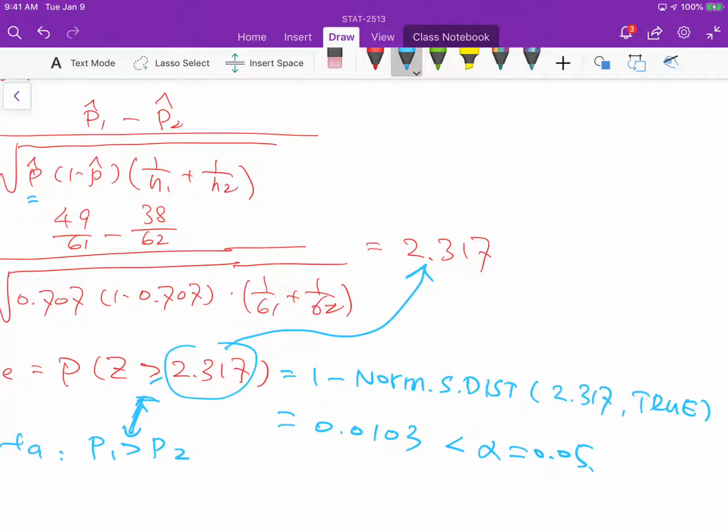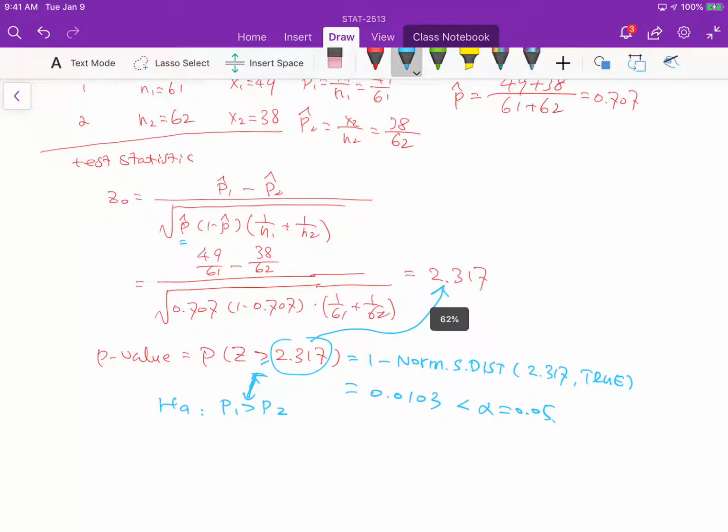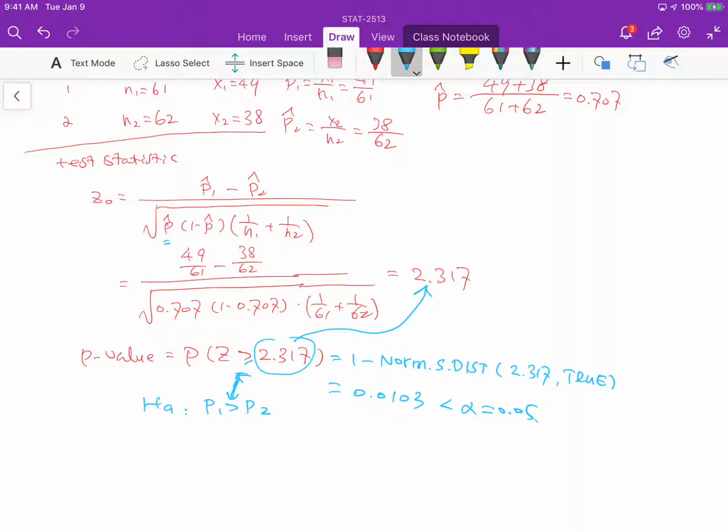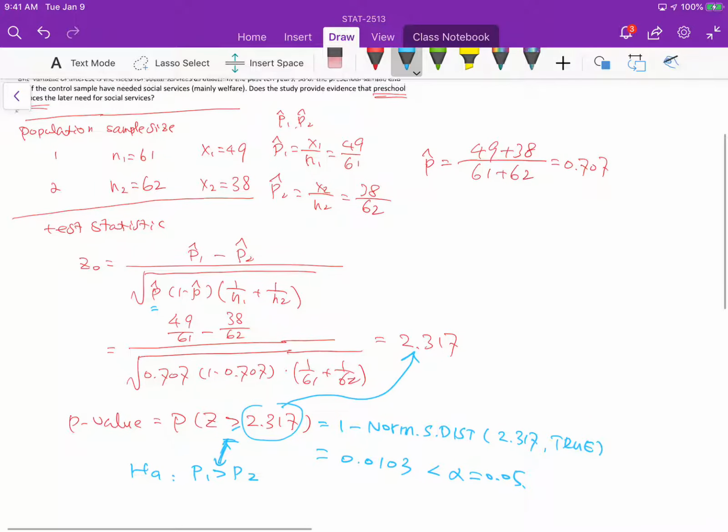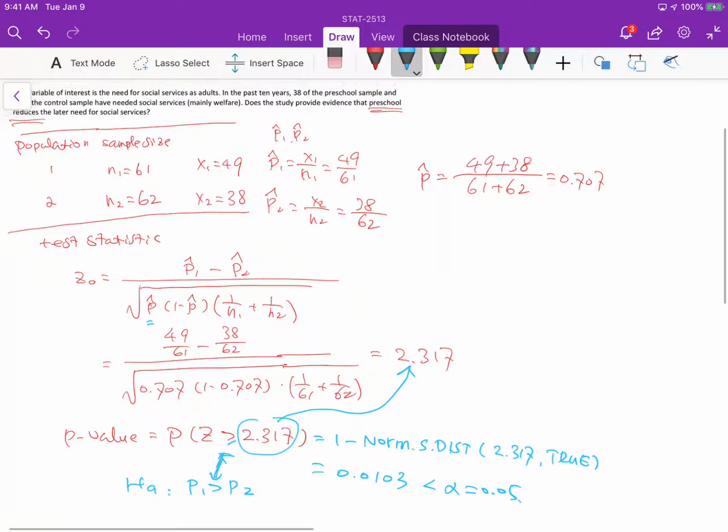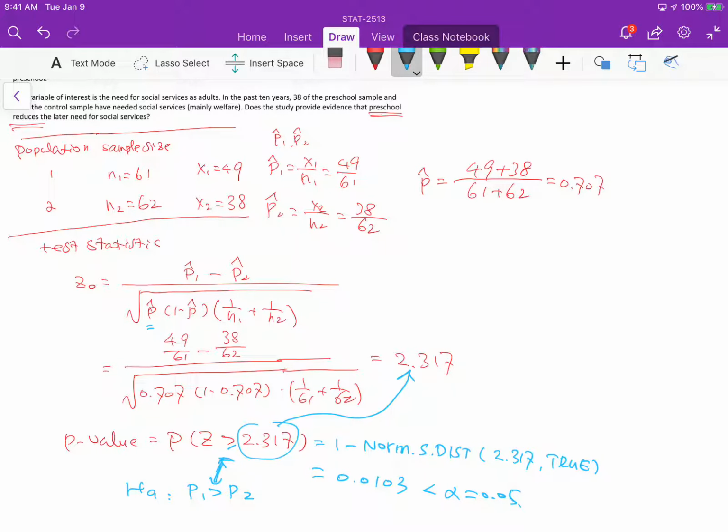The p-value is smaller than alpha, so we reject the null hypothesis. Then we will claim the alternative hypothesis, right? So we will claim that preschool reduces the need for social services.